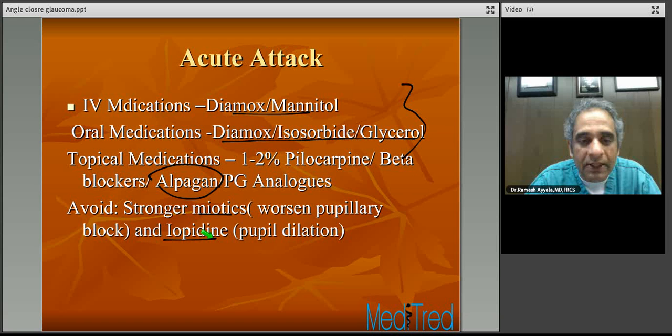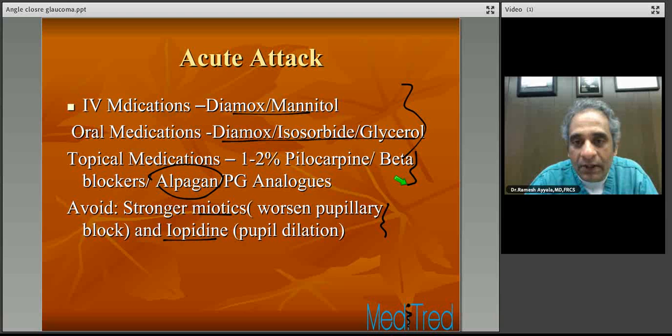The iopidine can cause pupillary dilation to get worse, and also can cause vascular constriction and cause the iris to become more atrophic. And so those are two things that you should avoid in this setup. One is stronger myotics that can worsen the pupillary block mechanism, as has been described previously, and iopidine. But any of these other drops that I described here can be used only after the pressure is initially reduced using these IV or oral medications.